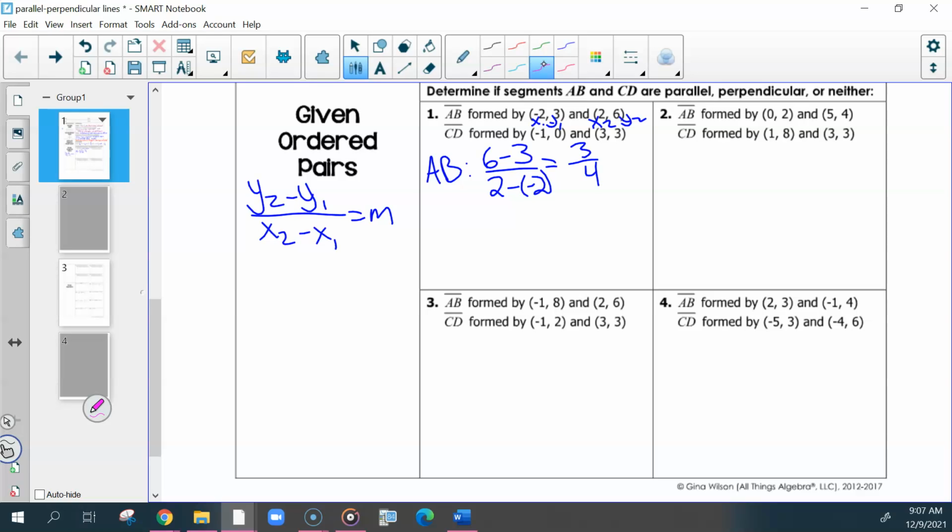Then we're going to do the same thing for CD. That would be 3 minus 0 over 3 minus a negative 1. So that would also be 3 over 4. So these two line segments would be parallel.